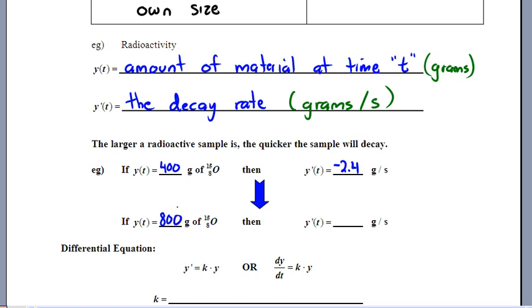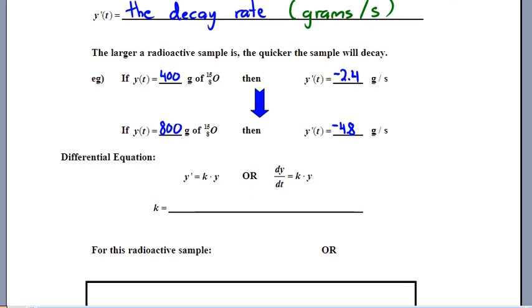But if you were to say, well, what if I had more of the stuff? What if I had 800 grams? Well, it's all proportional, right? So if with 400 you lose 2.4 per second, with 800, double the amount, you would have double the loss. That's what exponential decay and exponential growth are all about.